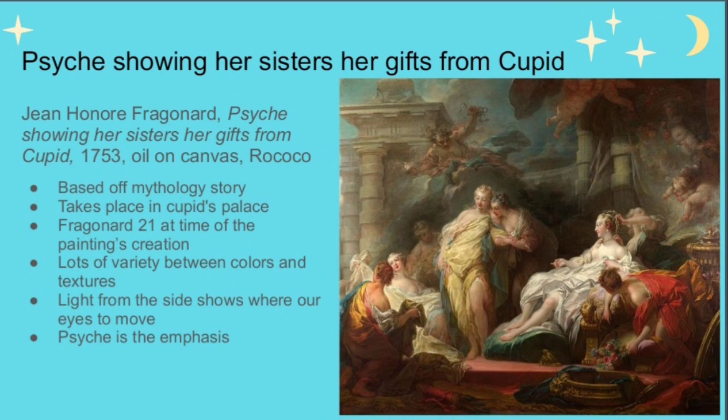Now, this painting in particular is based off a Greek mythology story. Greek or Roman mythology, either or, most of those Greek and Roman stories are usually the same thing, just with some differences. So the basic premise of it is that there was a beautiful woman. Her name was Psyche, and she was extremely beautiful. Some mortals thought she was more beautiful than Aphrodite and started worshipping her instead.